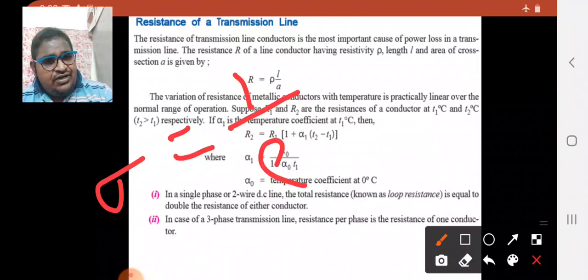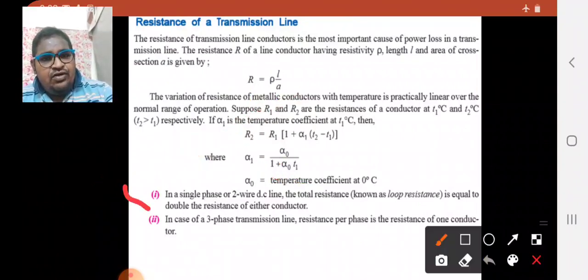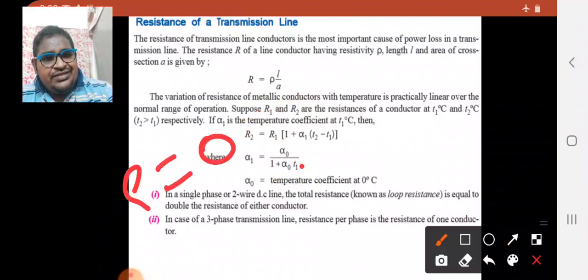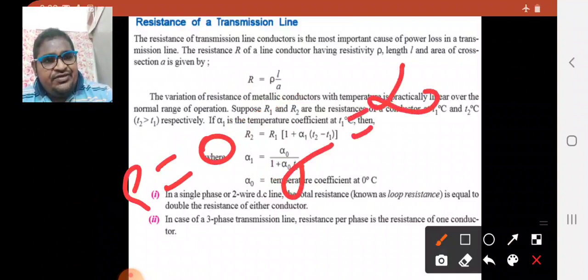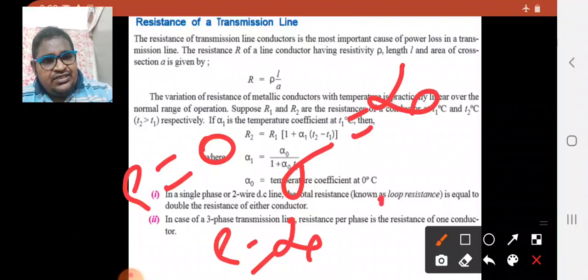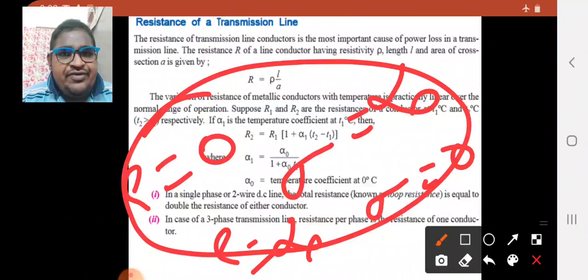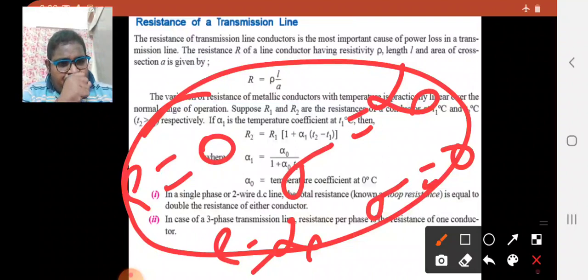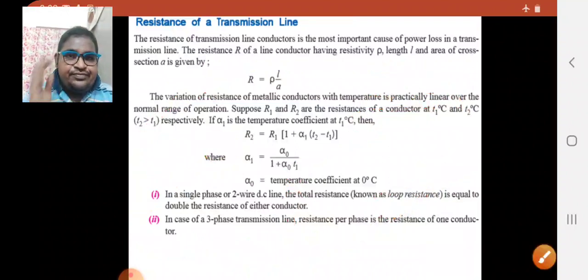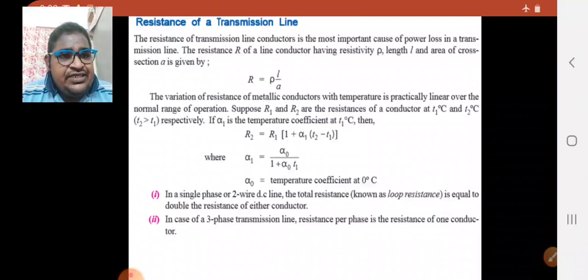When rho is equal to 0, then sigma is equal to infinity. When rho is equal to infinity, then sigma is equal to 0. So like this, these two are inverse parameters.